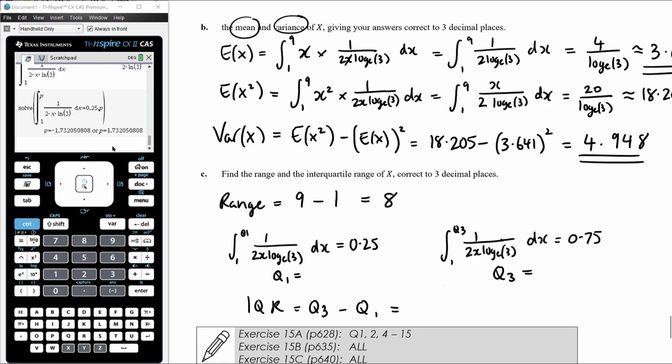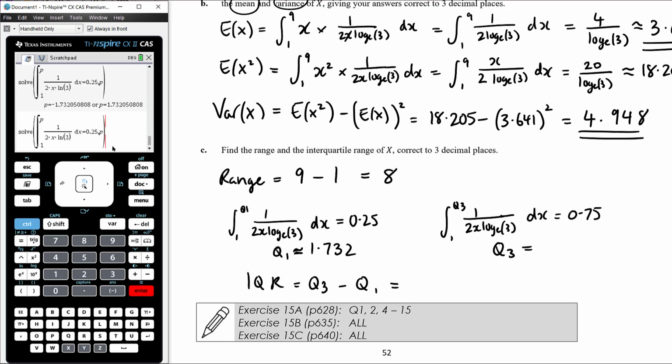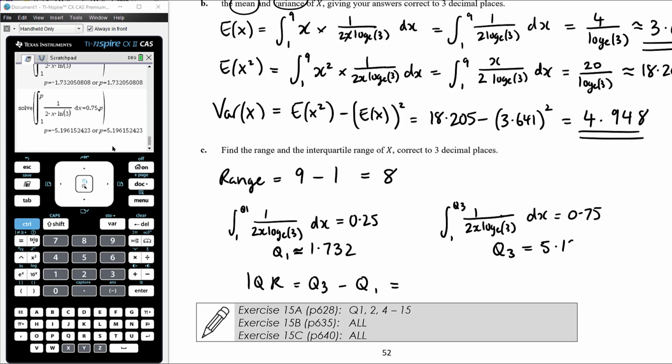Okay, again, now p has to be somewhere between 1 and 0. So this is Q1. Sorry, not between 1 and 0. Between 1 and 9, which is the domain of the function. So it's going to be Q1 is 1.732. Okay. Q3 is going to be solving that same equation, except we want it to equal 0.75 instead for the 75th percentile, which is the third quartile. Has to be between 1 and 9, so Q3 is 5.196, and then we're going to do 5.196 minus 1.732.